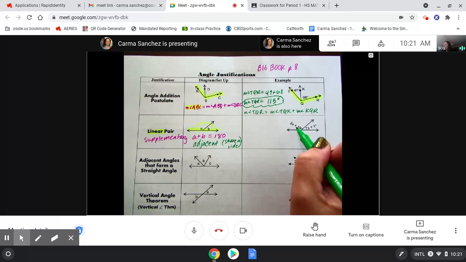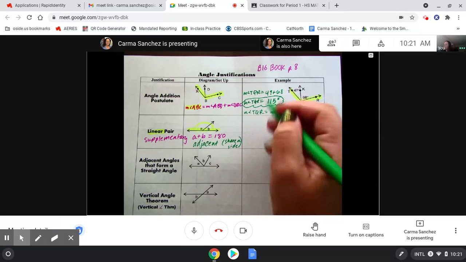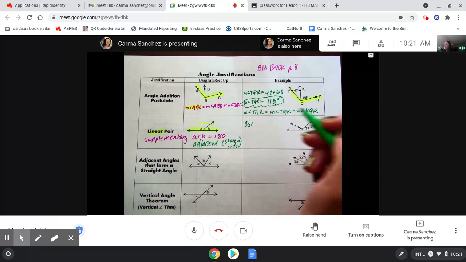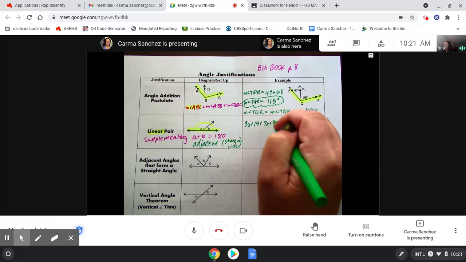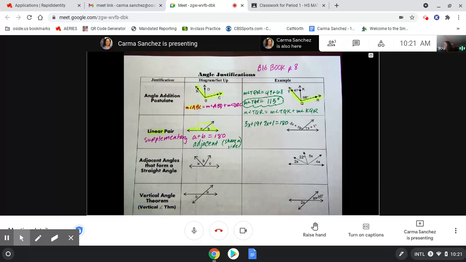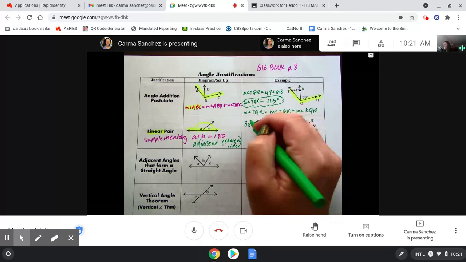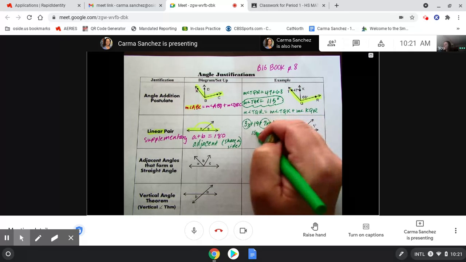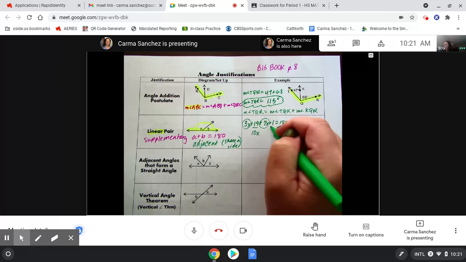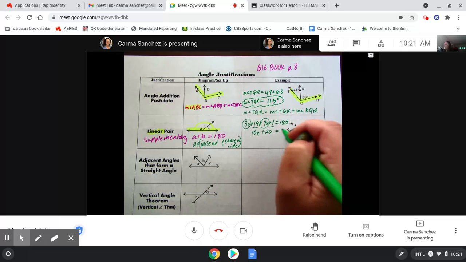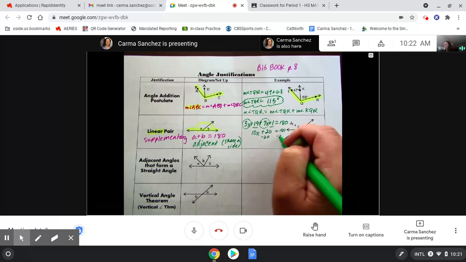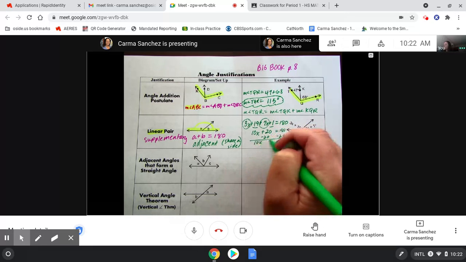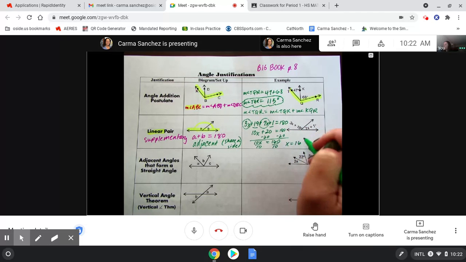Again, notice that they are both on the straight line, so I can take this first angle, 3x plus 19 degrees, plus this angle, 7x plus 1. So 3x plus 19 plus 7x plus 1, and that all adds up to 180. Now we're going to combine like terms. 3x's plus 7x's, that's 10 total x's. 19 plus 1, that's 20. Subtract 20 from both sides. I'm getting that x equals 16.